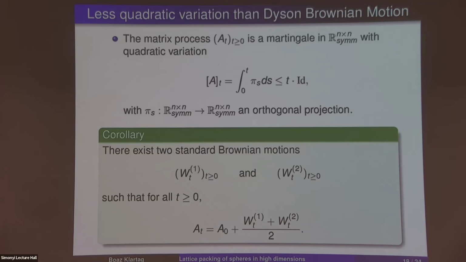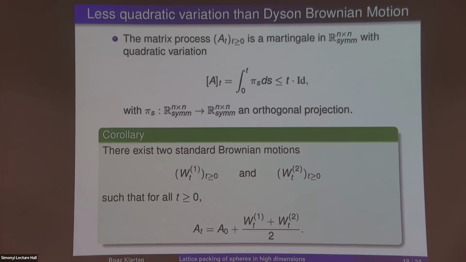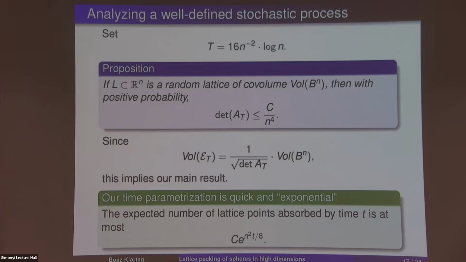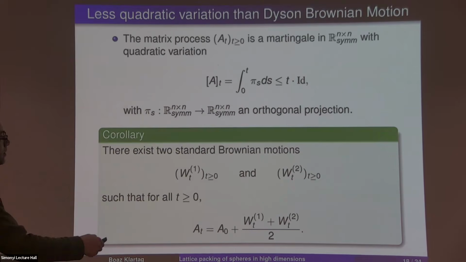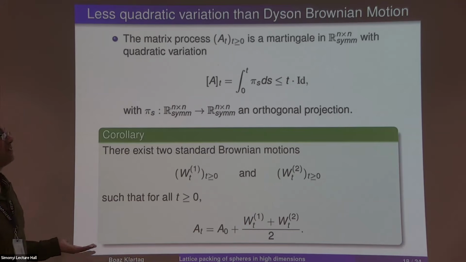And whenever you have this martingale, there is a very nice fact: you can express the martingale as an average of two standard Brownian motions which are dependent. You have two dependent Brownian motions, W_t^1 and W_t^2, whose average equals the given stochastic process. For example, if A_t is just constant, suppose it has zero quadratic variation and does not change at all, then you can take some Brownian motion and take its minus. These are two dependent Brownian motions, and the average is zero.